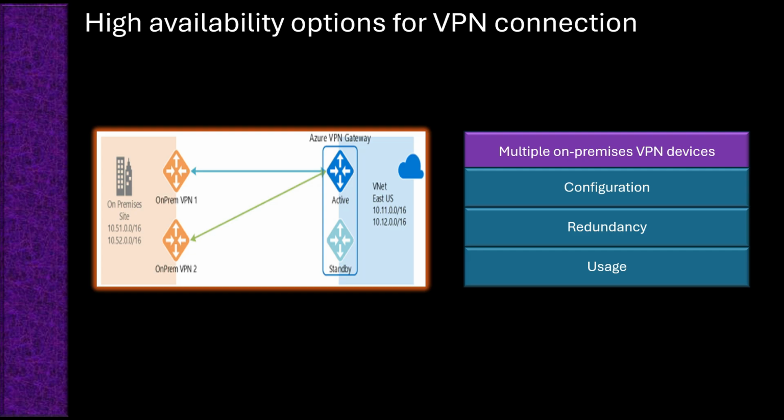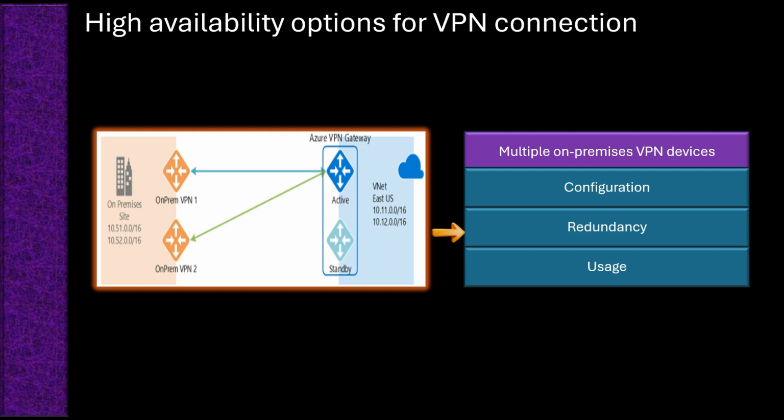Let's discuss now the multiple on-premises VPN devices design pattern for VPN connection. To add redundancy from the on-premises side, you can configure multiple VPN devices on premises and connect each to the Azure VPN gateway. If one VPN device fails, the other takes over. This setup improves resilience by eliminating single points of failure in the on-premises infrastructure.